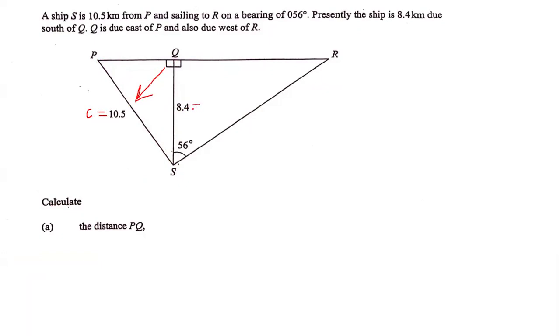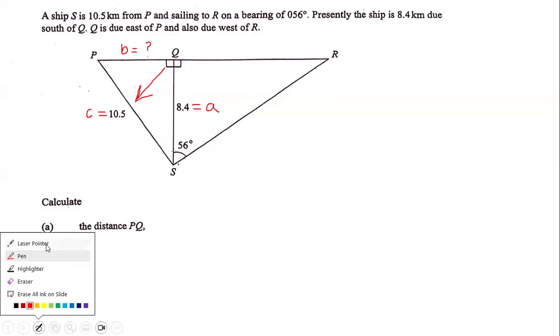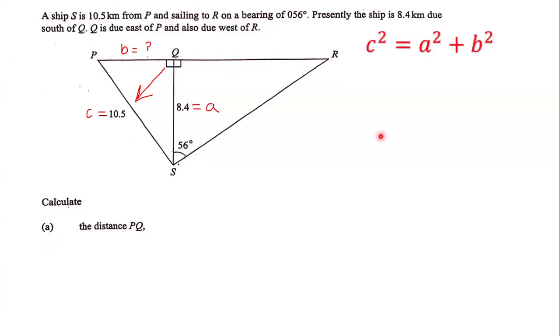We're gonna call this A, all right? And the side that is missing, which we're trying to find, we're gonna call that B, all right? And this is important to label because we are going to be using the Pythagoras theorem. And so here the Pythagoras theorem says that C squared is equal to A squared plus B squared. Now here in this question, C is 10.5. A is 8.4. And so we have 10.5 squared is equal to 8.4 squared plus B squared.